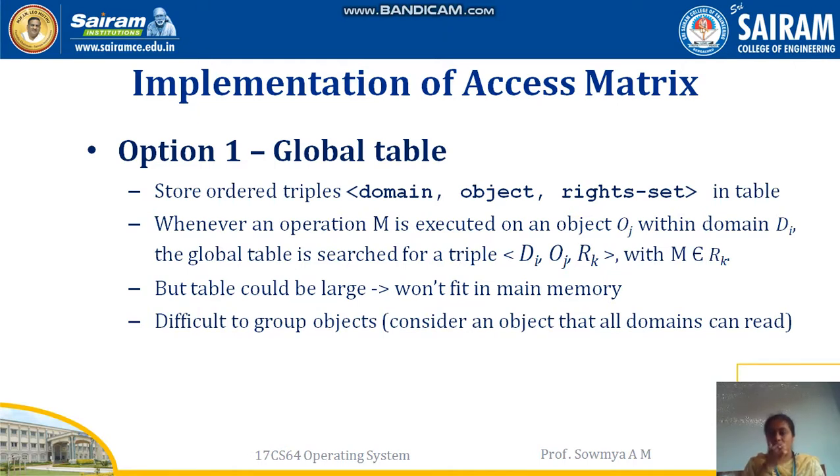The table could be large and won't fit in the main memory, so it is difficult to group objects. Since it is a global table, all the domains, objects and right sets are stored in a single table. It will be very big and cannot fit in main memory. At that time it is very difficult to access the object.